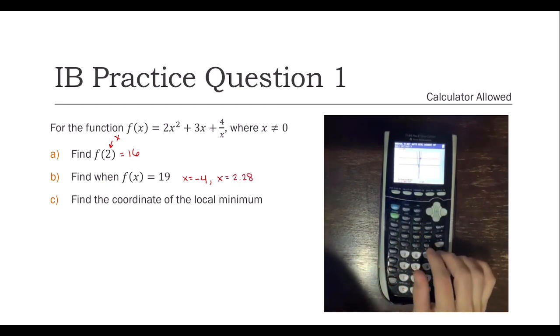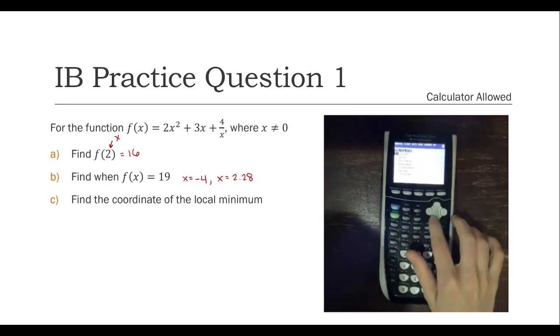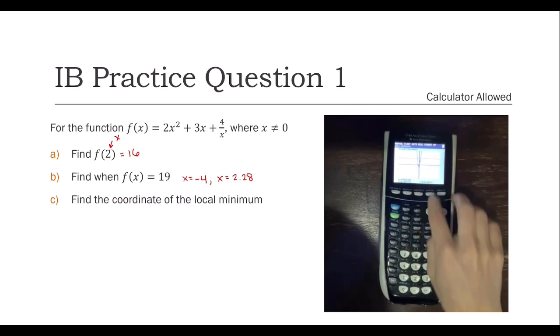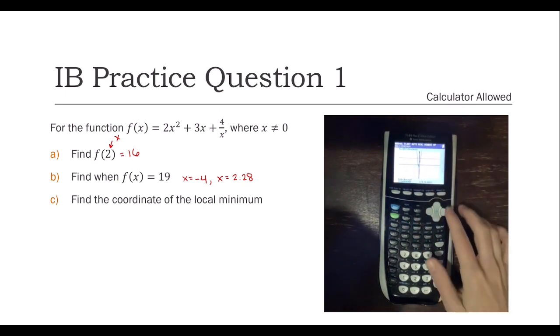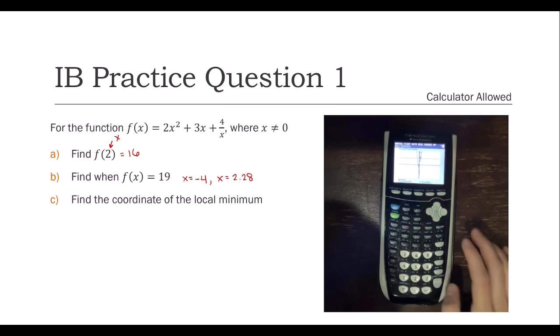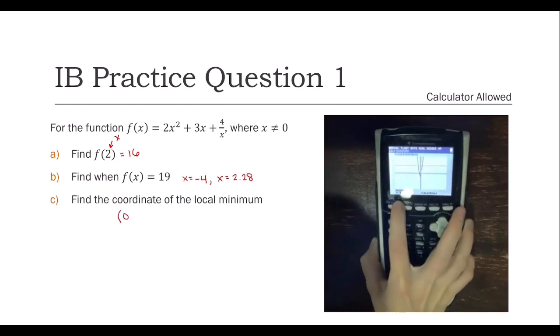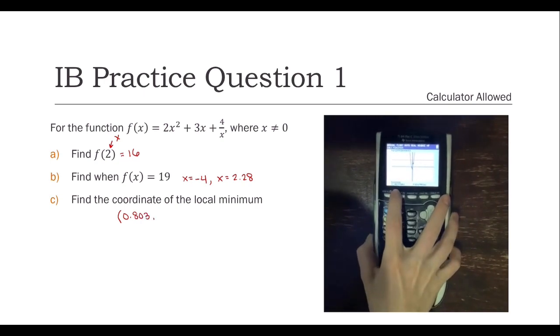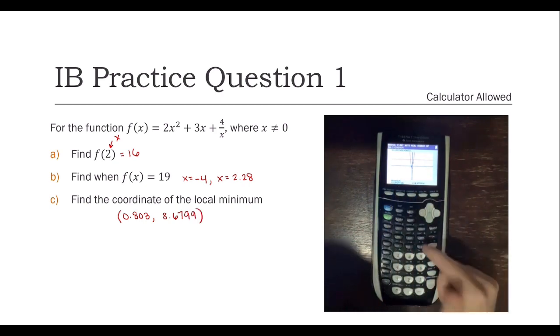Finally, we need to find the coordinate of the local minimum. So we'll do second calc down to minimum, and our local minimum is going to be around here. So it says from the left, we'll make sure we're on this second one, click enter, go over, click enter again, and it says we have a minimum at x equals 0.803 and y equals 8.6799. So that's how you would do this problem with your calculator.